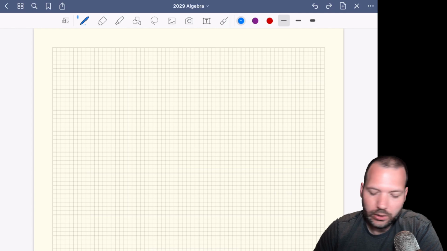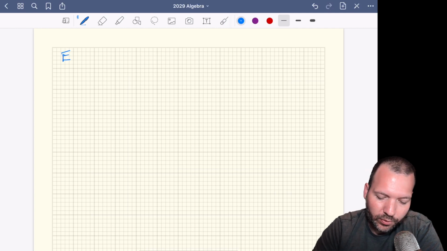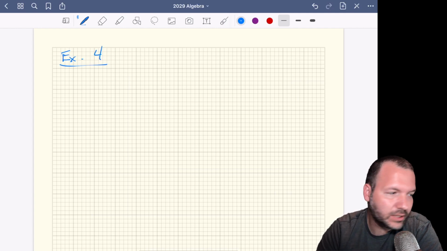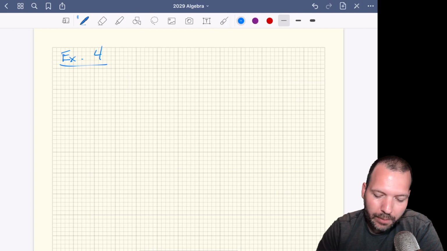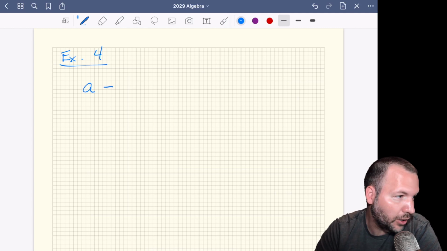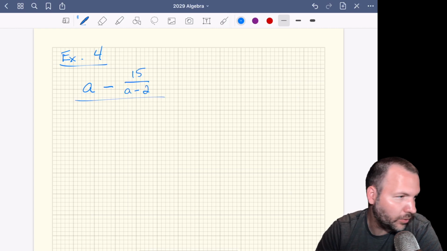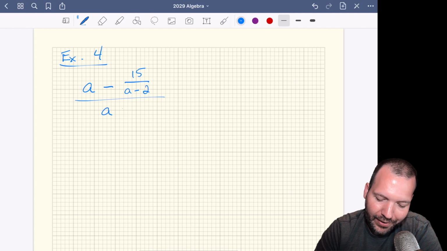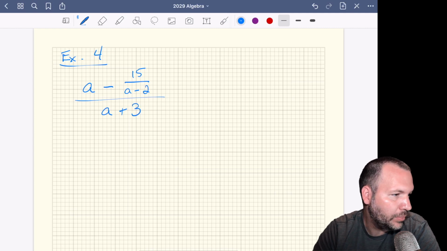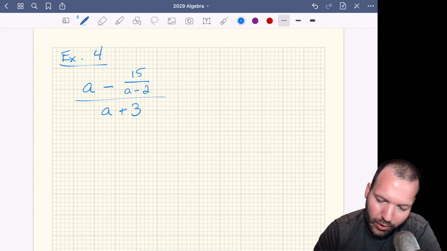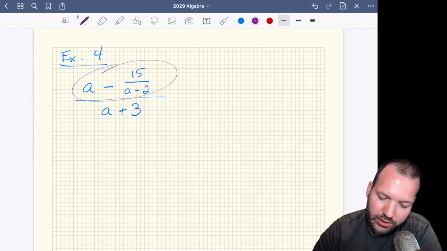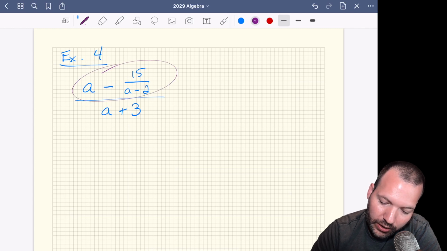Oh, maybe not. All right, so example 4, we have a complex fraction, but the complex fraction itself has a mixed expression. So our numerator is a minus 15 over a minus 2, and that whole thing is divided by merely a plus 3. Okay, so not the most complicated thing in the world. Let's deal with just the numerator first.